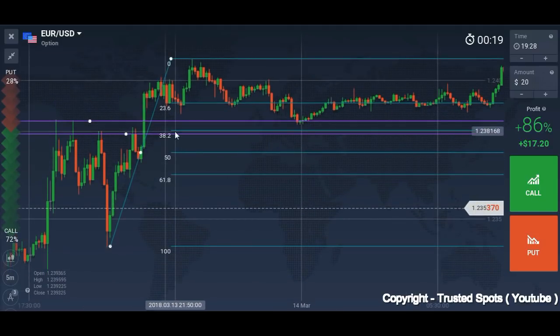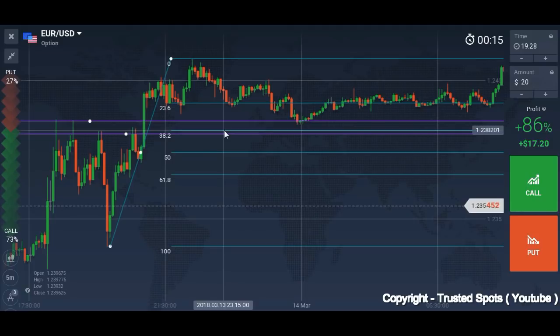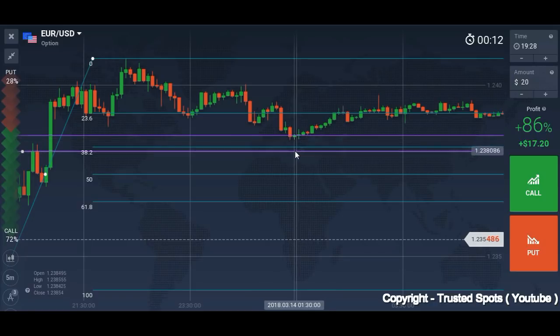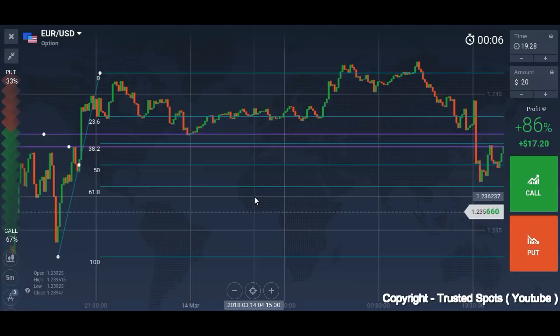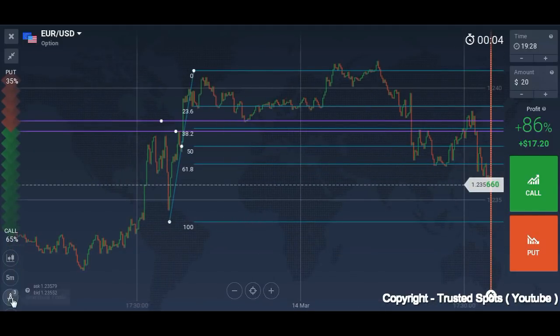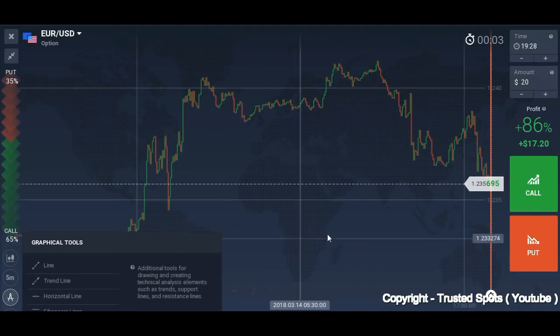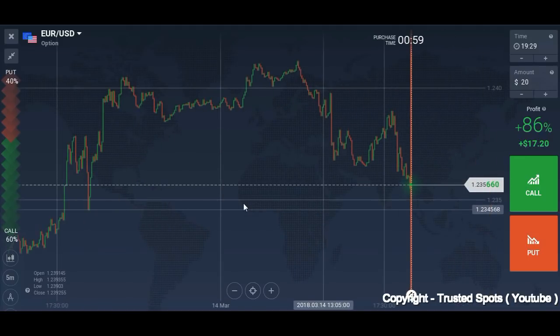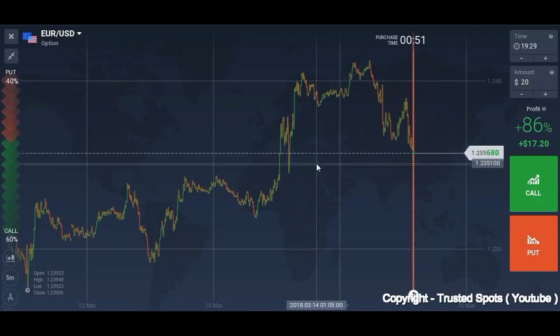It didn't touch the exact line of Fibonacci 38.2, but it hit the area which we have drawn now and reverses. So this is how you can find the support or the resistance level using Fibonacci level. So now let's take 10 examples. I will take 10 examples and show you that 38.2, 61.8 and 50 level worked really well.